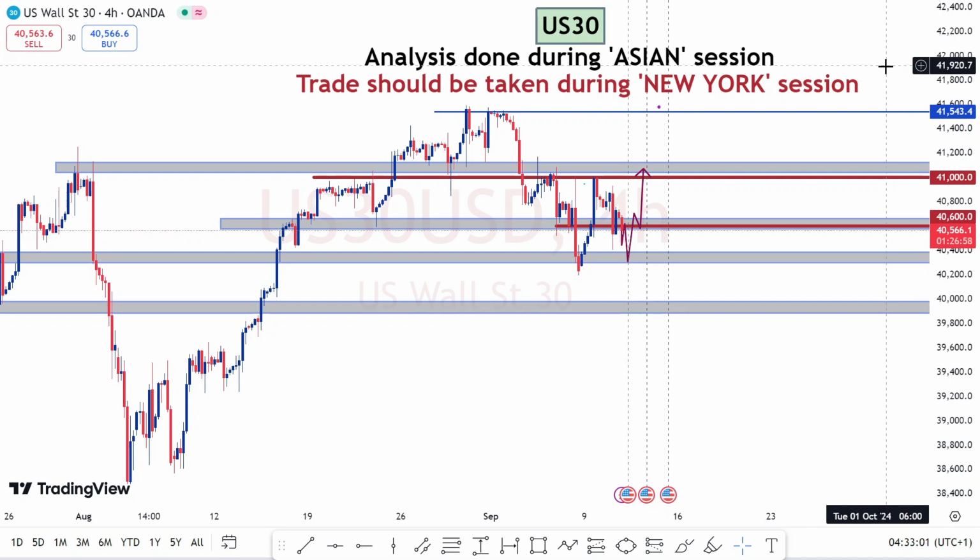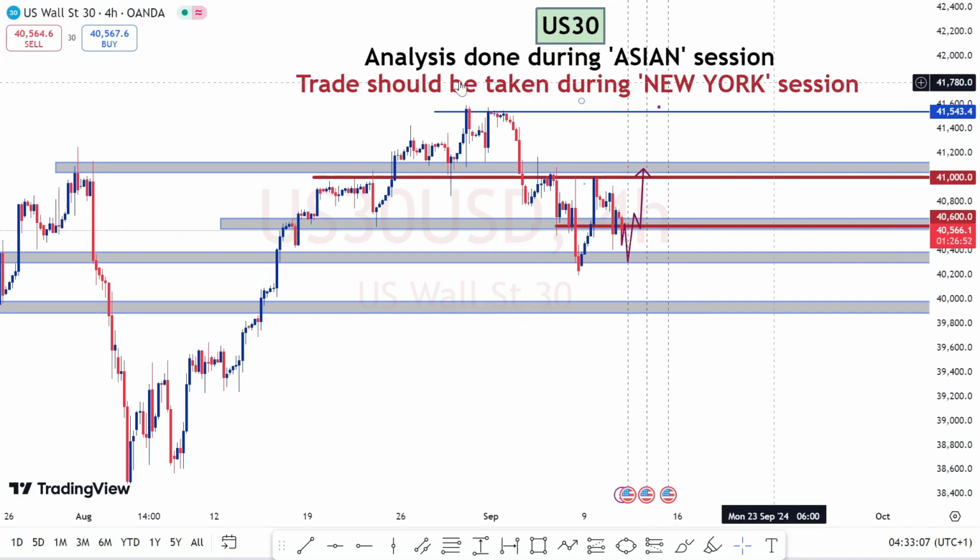We come to the market on a daily basis and analyze the market. The analysis is done during the Eastern session, and then we take our trade, anticipating to execute an entry during the New York session. So today is the 11th of September, and let's see what the market has for us today.